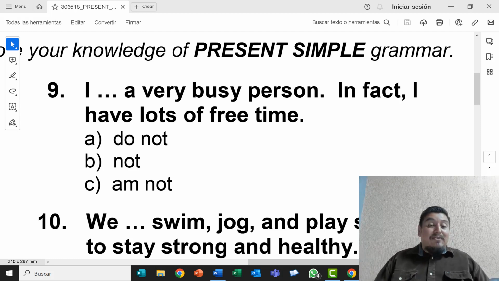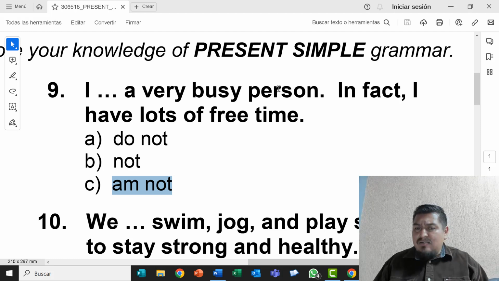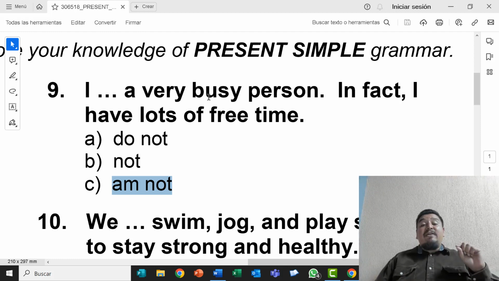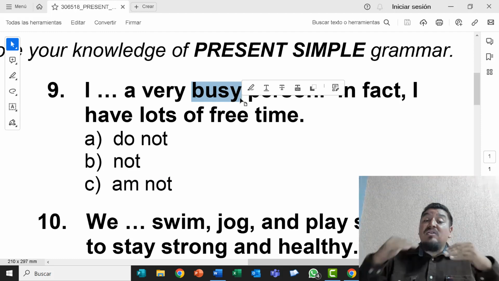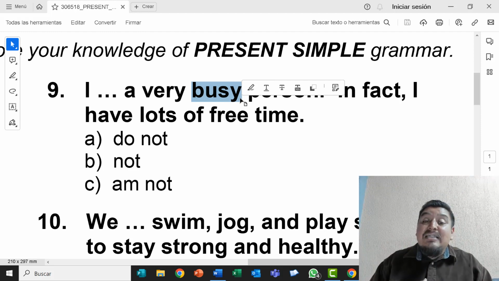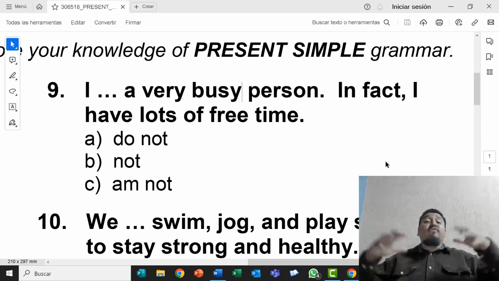So number 9, I'm a very busy person. In fact, I have a lot of free time. Yo no soy una persona ocupada. So the main idea is that I'm not. Remember the negative form, I'm not. Si tú estás pensando, oye, ¿por qué no uso do not? Porque ¿cuál es el verbo que tú vas a negar? No hay verbo. Por lo tanto, sabemos que el verbo principal es verb to be. So I'm not a very busy person. So listen carefully. Busy. Sonido de Z, aunque sea una S. Busy. Busy. I'm not a very busy person. In fact, I have a lot of free time.